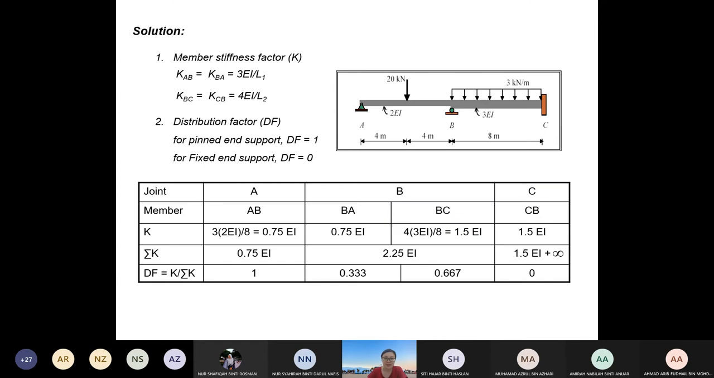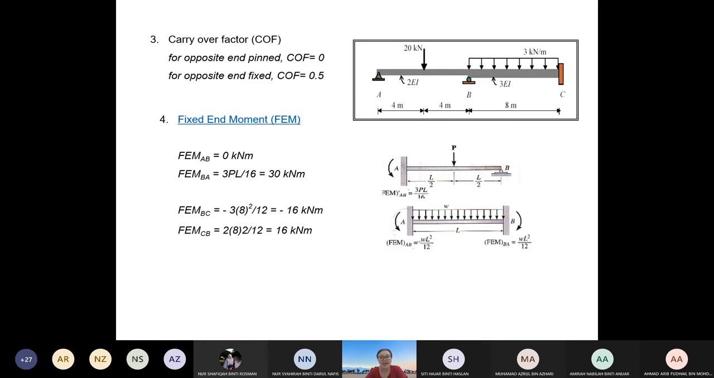For member AB, the second thing that you can change is the fixed end moments. For fixed end moment, you can always use the fixed-fixed condition, there is no problem, but you can also use the pin-fixed condition if your case is pin-fixed. In the process, it may be shorter, it may be shorter only. It depends on the moments from the other joints. So there is one thing that you can amend here.